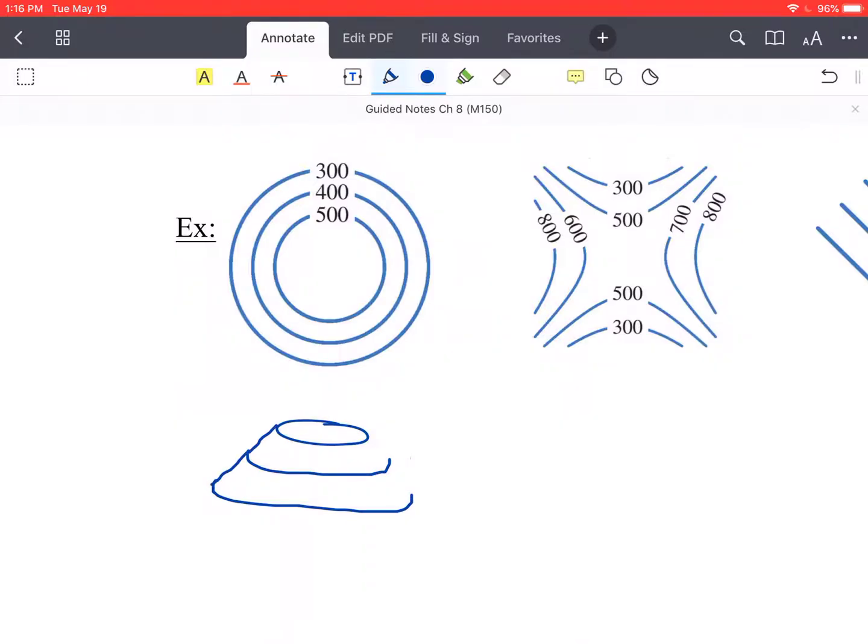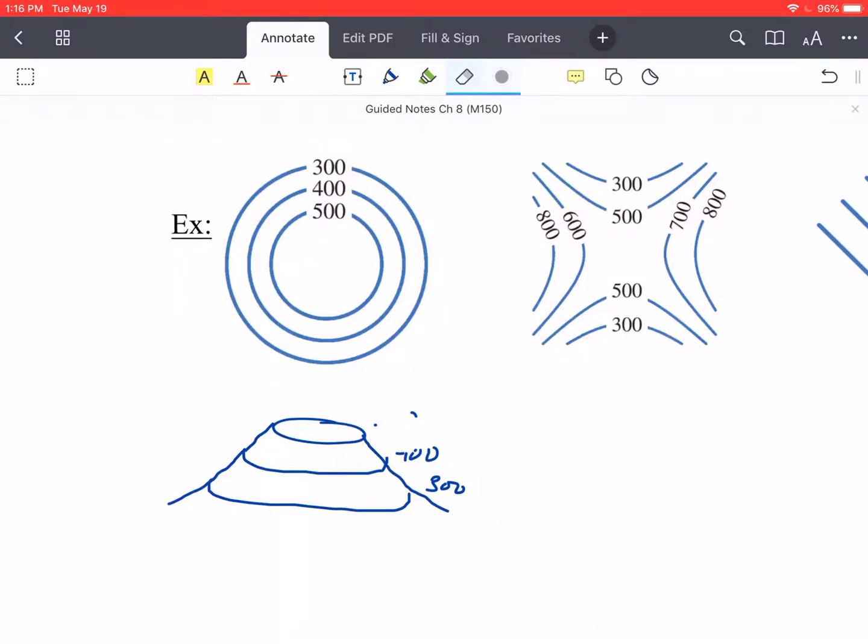I'm going to connect those. So this would look almost like a volcano, a hill, or something with a flat top. It could go on higher than that, but this is 500, 400, and 300. If you just visualize it in terms of feet, we have 500 feet, 400 feet, and 300 feet. Obviously we have other values besides those if we just kept going.